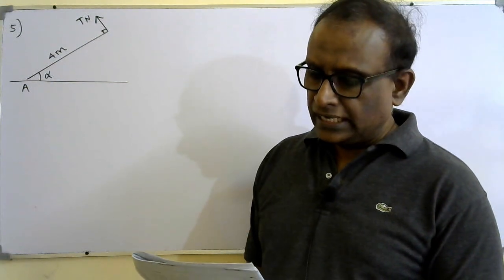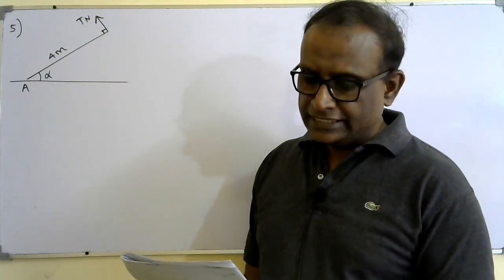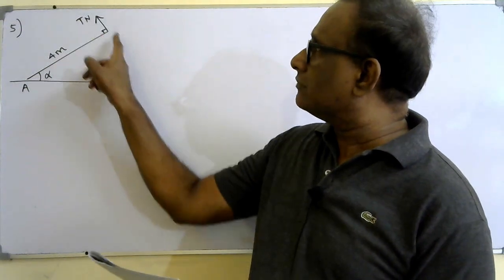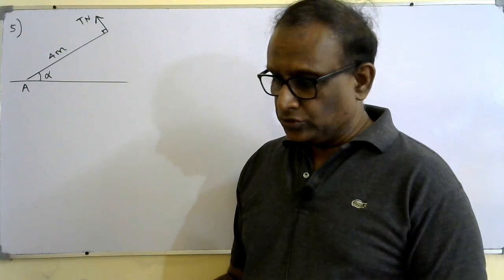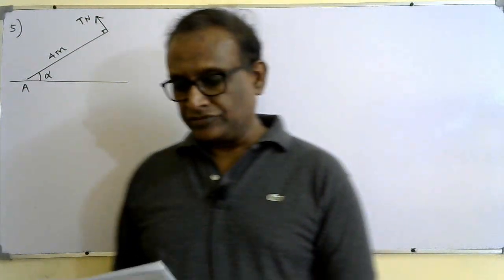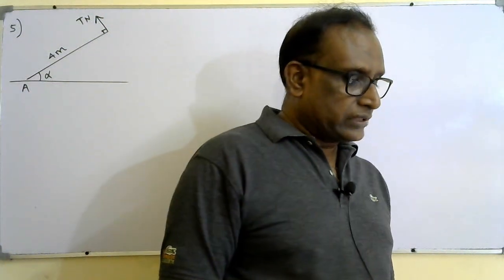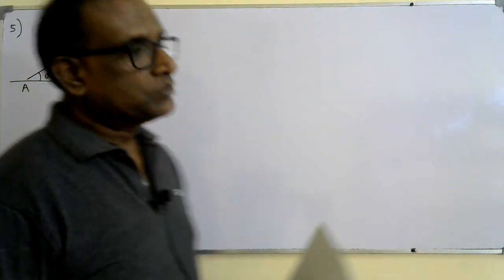The cable and the rod lie in the same vertical plane and the cable is perpendicular to the rod. Tension in the cable is T newtons. Sine alpha is 3 by 5. Show that T equals 20. Okay, so T equals 20.